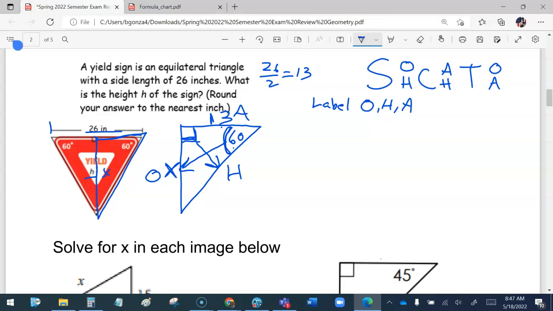Now let's think back. When I label OHA, I want to cross out the one I don't need, which is going to be H. H has nothing on it. So I have O and I have A. OA is TOA, and T stands for tan. So tan, my trig, then my angle that I started with is 60 equals, and then O over A, x over 13. Now, if I'm solving for x, it's being divided by 13. I want to multiply by 13 on both sides.